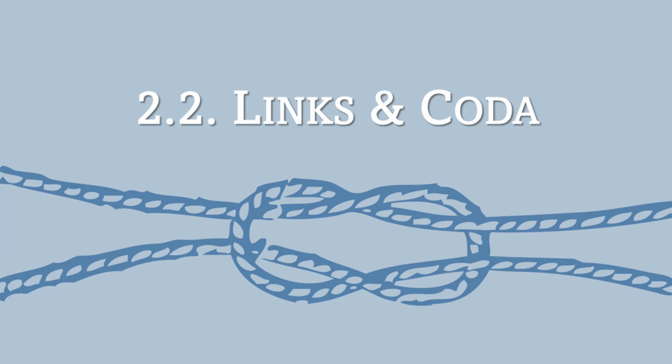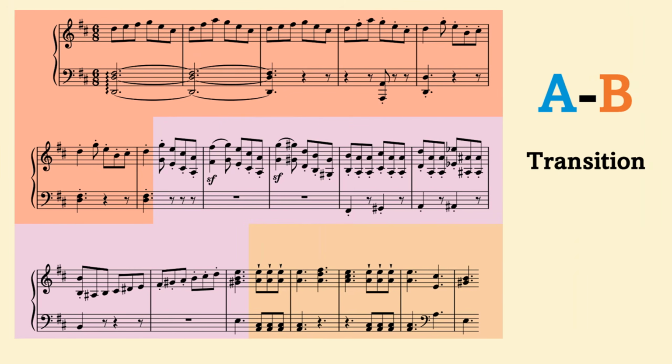Links and coda. I composed 2 transitions and 2 retransitions for this rondo, in order to properly connect every section. Transitions are loose formal units, which means they don't need to follow a standard structure. Their main function is destabilizing the initial key, and also building expectation towards the following section.